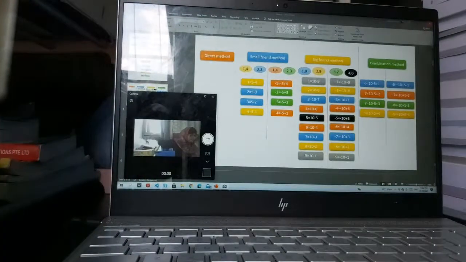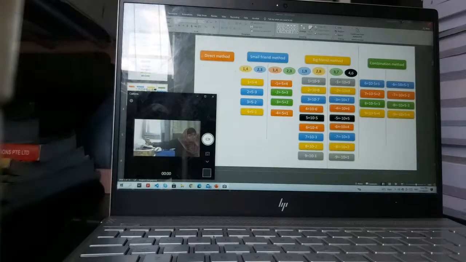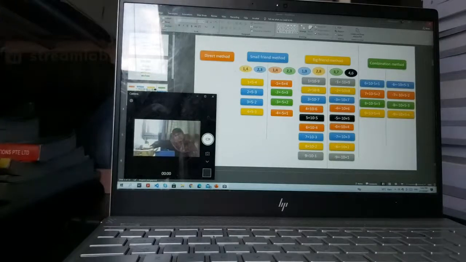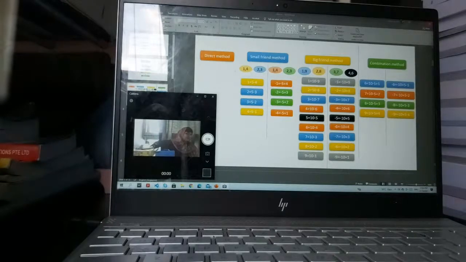41. Is that clear? 15 plus 26. 41 is the right answer. So for 6 we need to use the combination method. We can't use the big friend method because we don't have 4 beads to subtract. The answer is 41. Okay, so next question.